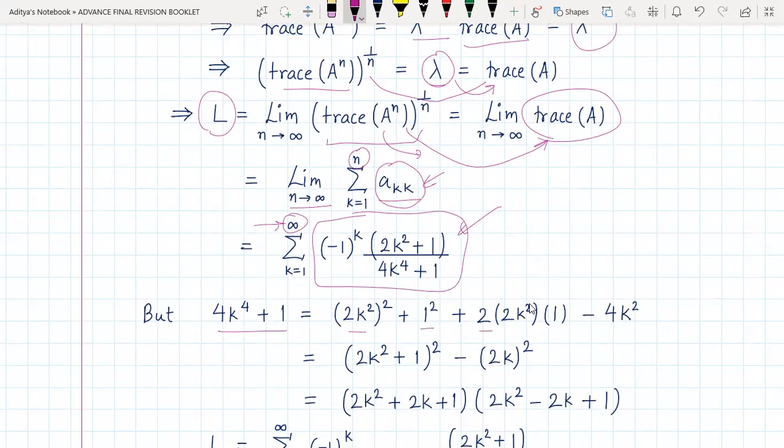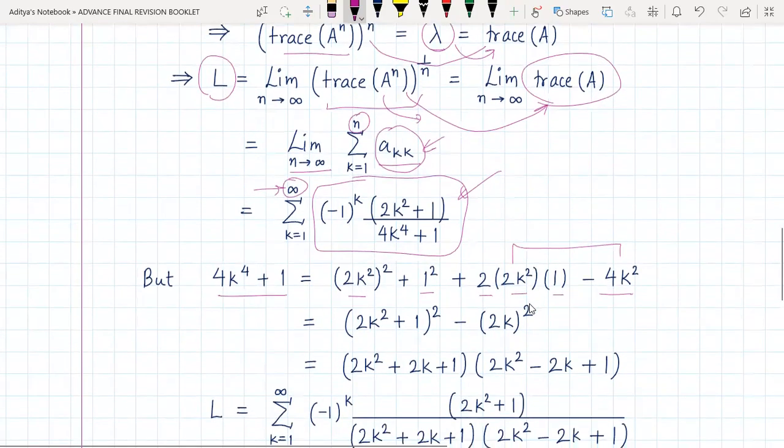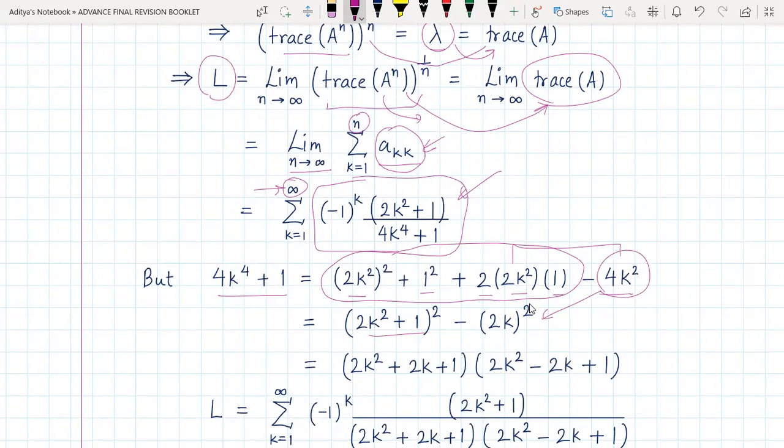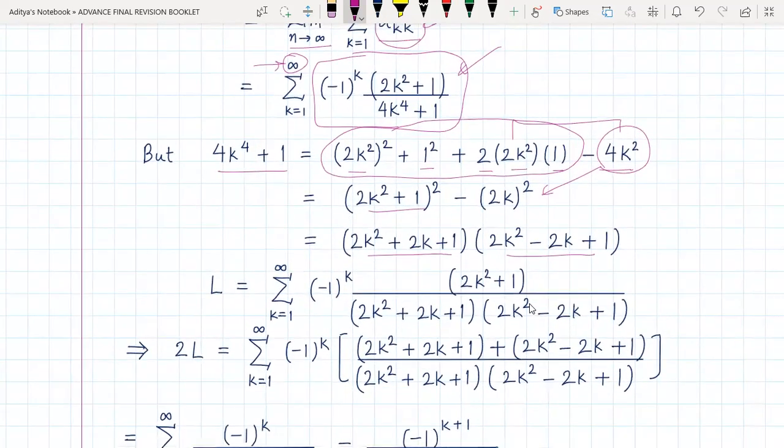Now 4k power 4, easily you can observe, we can write as (2k square) whole square plus 1 square plus 2 into 2k square into 1 minus 4k square, because both of these will anyway get cancelled. So this is correct. Now this entire thing becomes (2k square plus 1) whole square, and this becomes (2k) whole square. So this square minus this square we have factorized as a plus b into a minus b, right? Now returning back to the limit, it becomes minus 1 power k as it is, 2k square plus 1 as it is, and the denominator we have written as factorized.